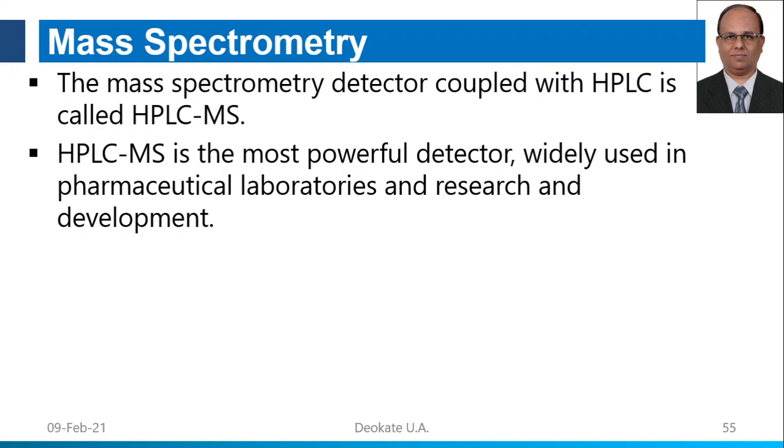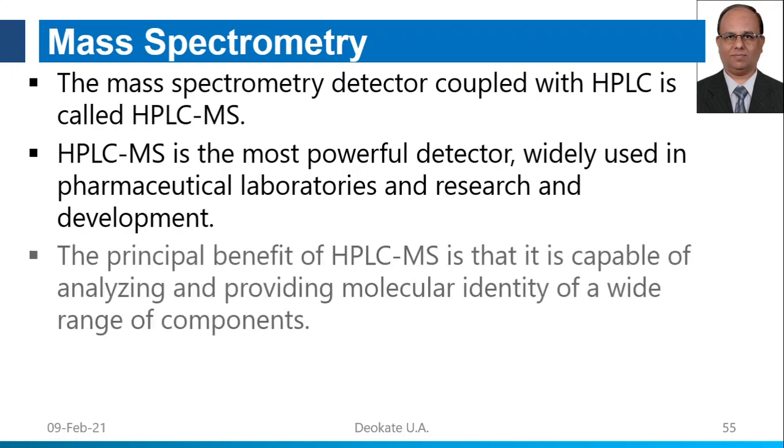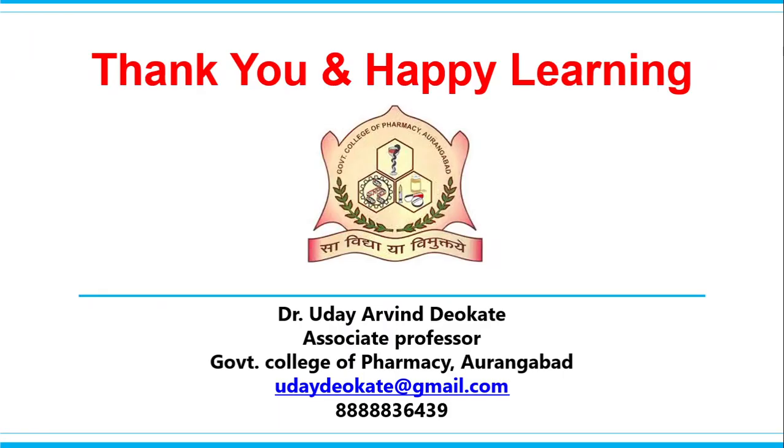HPLC-MS is the most powerful detector, widely used in pharmaceutical laboratories and research and development. In clinical laboratories also, HPLC-MS is widely used. The principal benefit of HPLC-MS is that it is capable of analyzing and providing the molecular identity of a wide range of compounds. So here we have completed all the instrumentation part of HPLC.